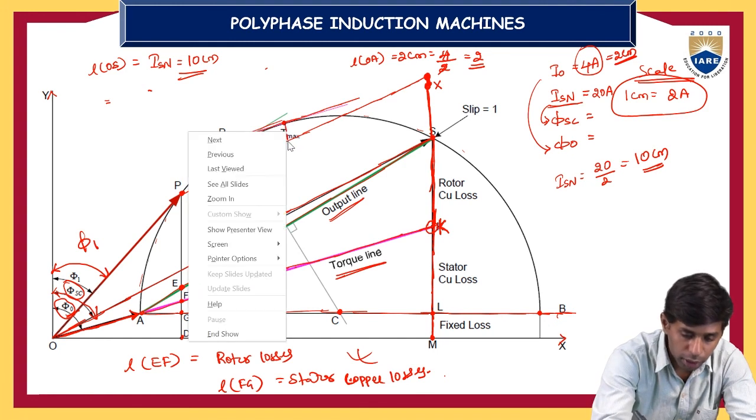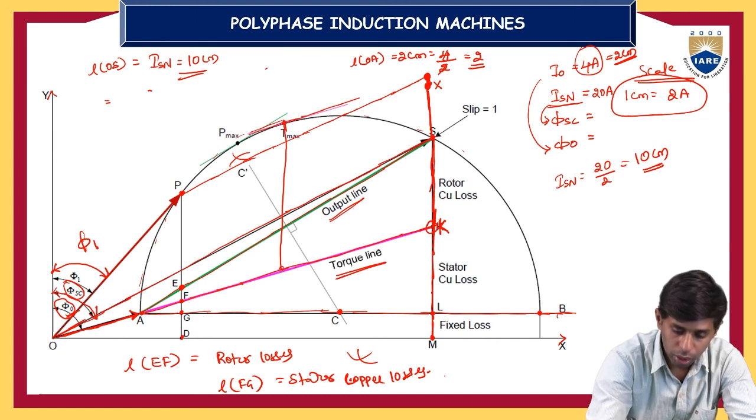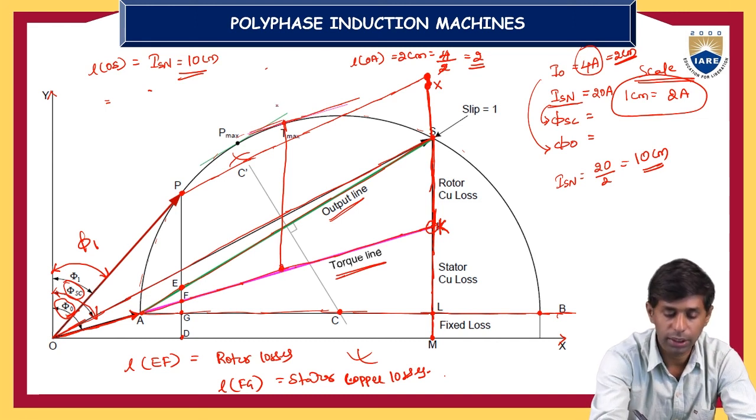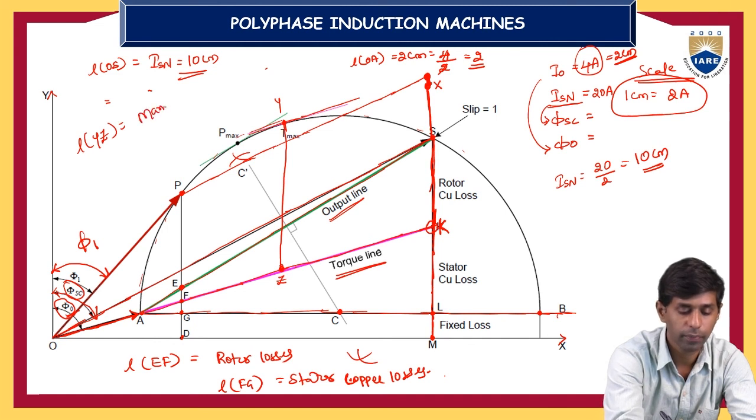So from this point, drop a line to the torque line. For example, it is Y and Z. The length of this YZ represents the maximum torque.